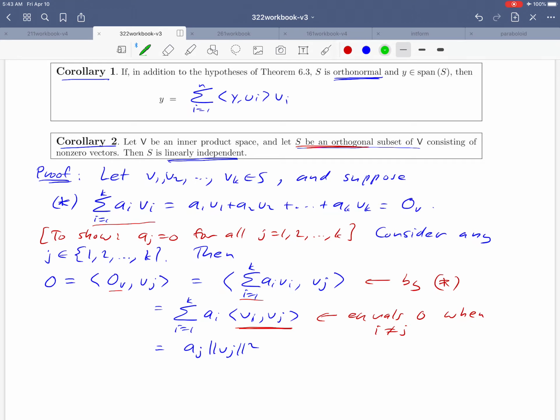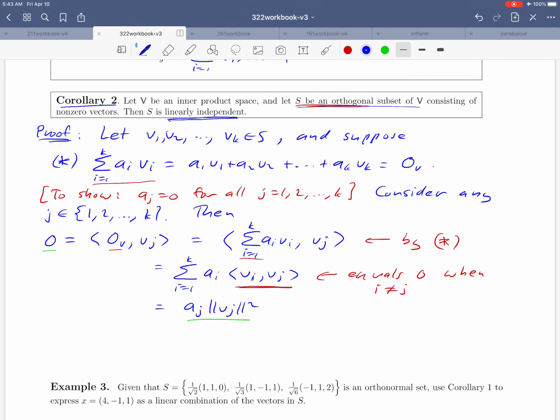Okay, so if you look at the beginning and the end of this, what we've shown is that the scalar 0 is equal to aj times the length of vj squared. Where does that lead us? Well, since we made the assumption that vj is not equal to the 0 vector, that means that the length of vj squared is also not 0. So the fact that aj times that non-zero length is equal to 0, we can just divide both sides by the length of vj squared, and that tells us that the scalar aj has to be 0.